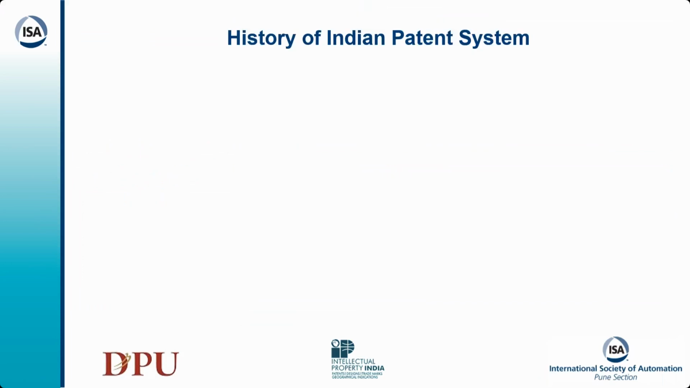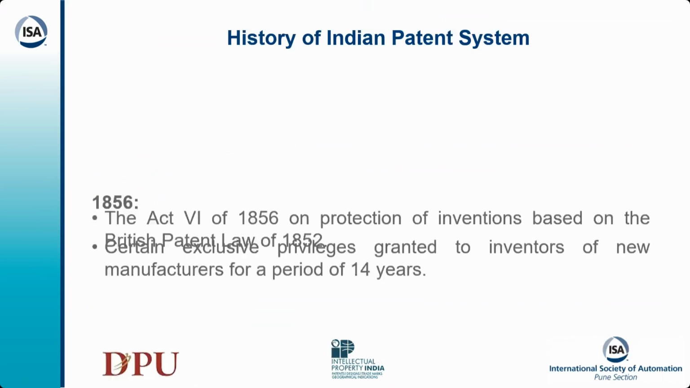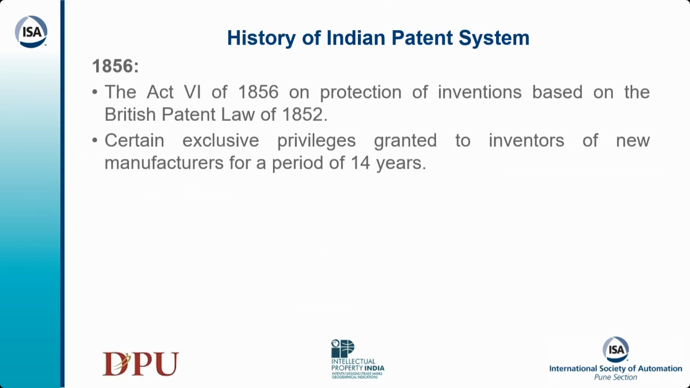Now let us see in short the brief history of Indian patents. 1856 was the beginning of the Indian patent system. The Act 6 of 1856 on protection of inventions, based on British patent law, came into existence. Certain exclusive privileges were granted to the inventors of new manufacturers for a period of 14 years. Then it went on increasing.